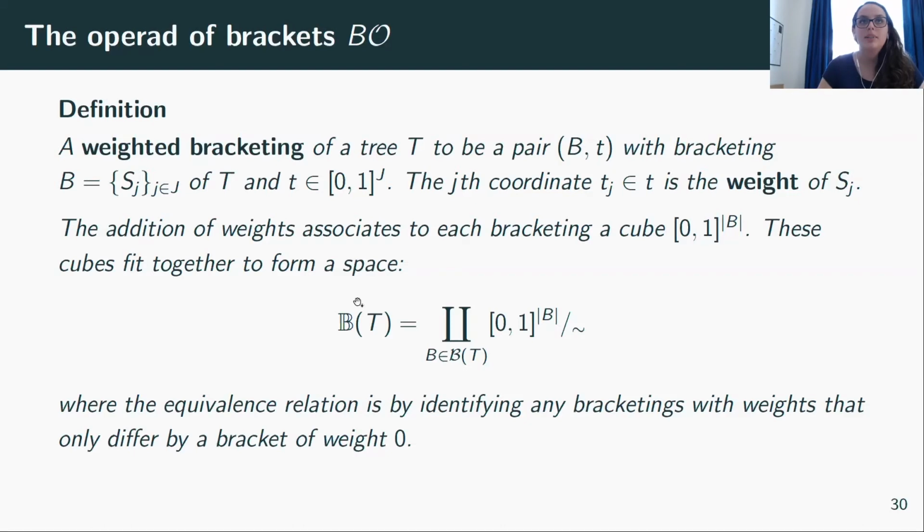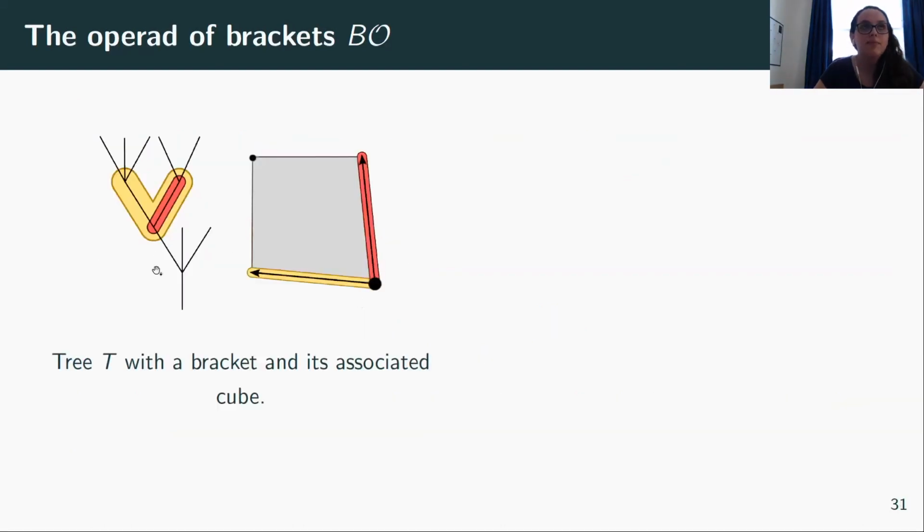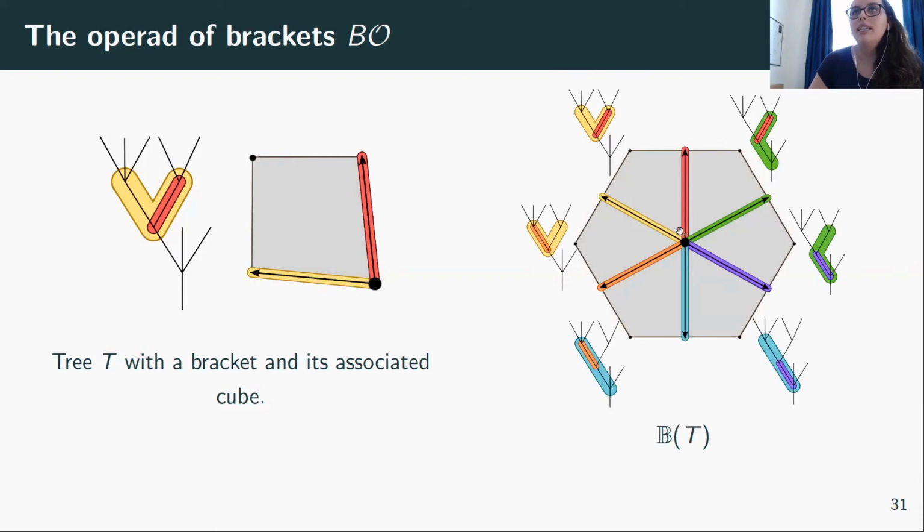And if you want an example, we can see, for instance, in this tree over here, we have a bracketing with 2 brackets. So the associated cube will be just a square. You have one parameter that is determining the weight of the yellow bracket, and one parameter that is determining the weight of the red bracket. And you can see that if you bring both these weights to 0, then we're making it equivalent to making both these brackets disappear and having just the empty bracket. And you can always do this. So in particular, you can see that there will be a point here in the middle, which corresponds to the empty bracketing. And every cube will have a vertex there.